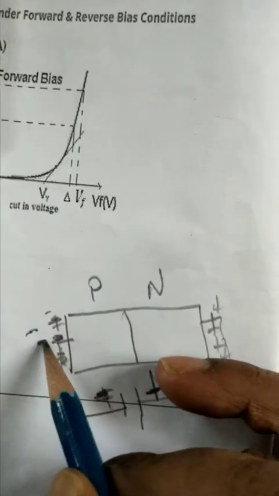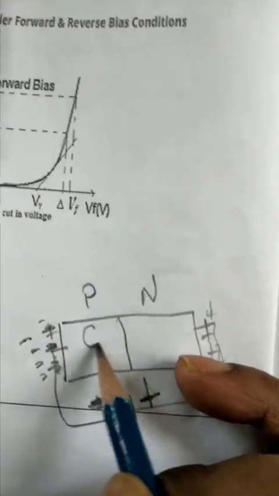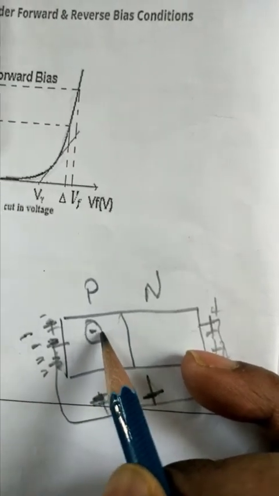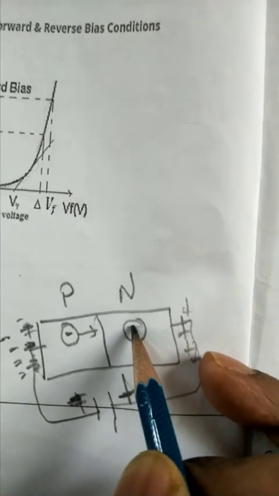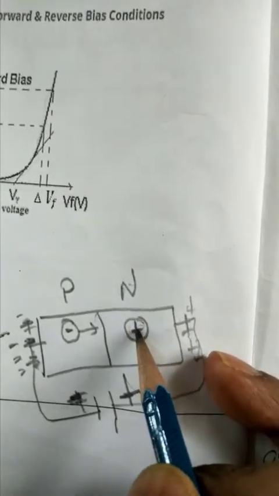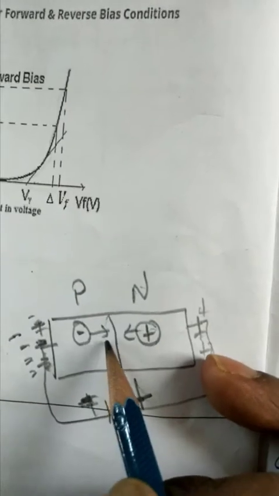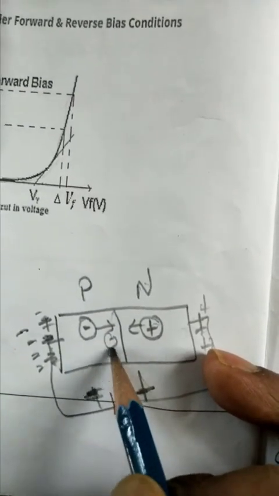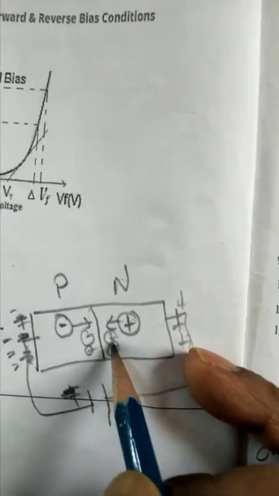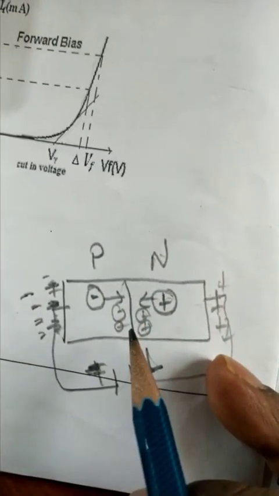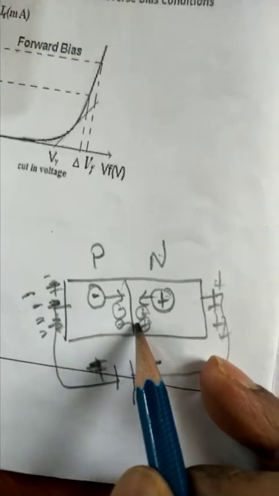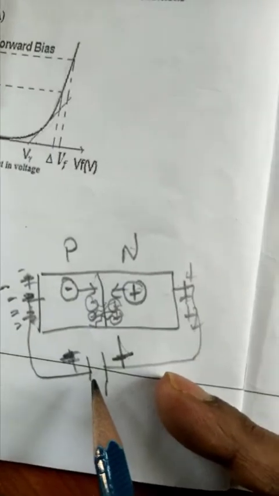Now, because of this negative, the minority carriers inside move towards the junction. Because of this positive, the minority carriers inside the N type of material, which are positive, will move and gather here. All the negative carriers gather, but they don't have any energy to break the junction. So slowly the current will leak, the charges will leak.